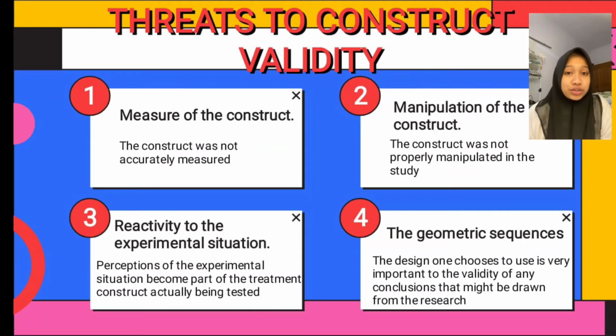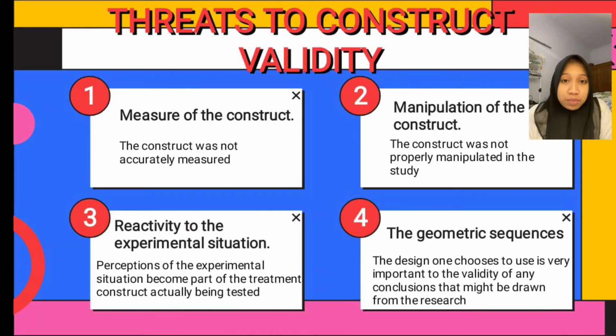Here I will explain about threats to construct validity. The threats to construct validity concern how well the study's operations match to the constructs used to describe those operations. So there are four potential threats. The first is measure of construct. In this case, the measures used were not appropriate or had poor operational definitions, so the construct was not accurately measured.